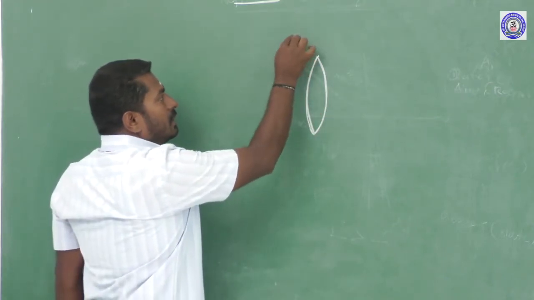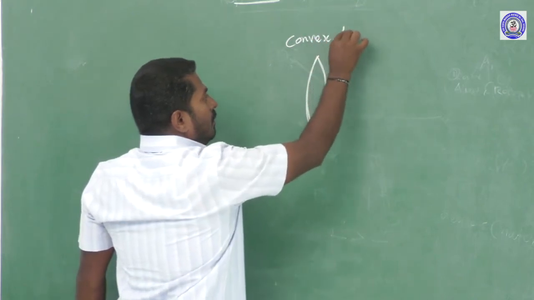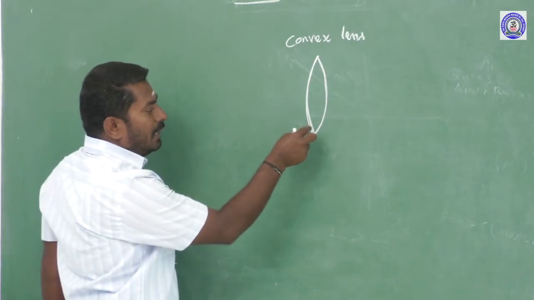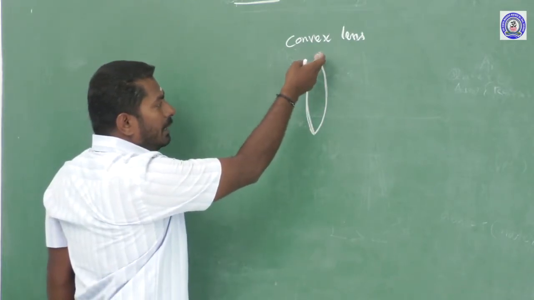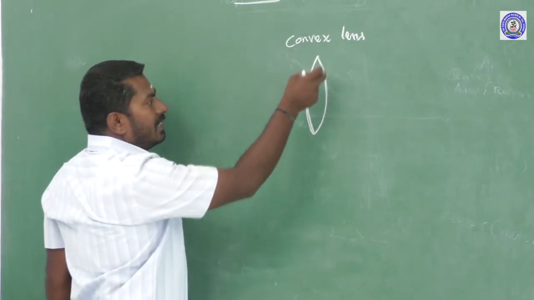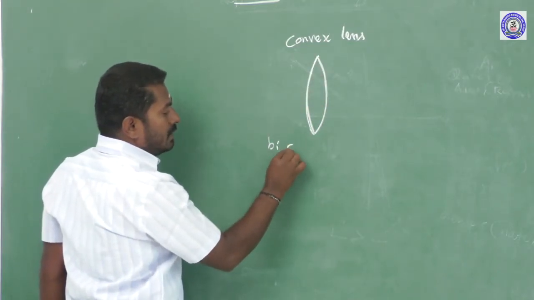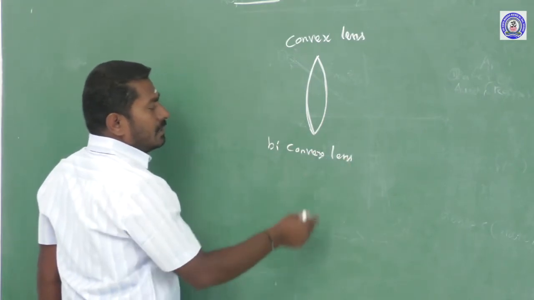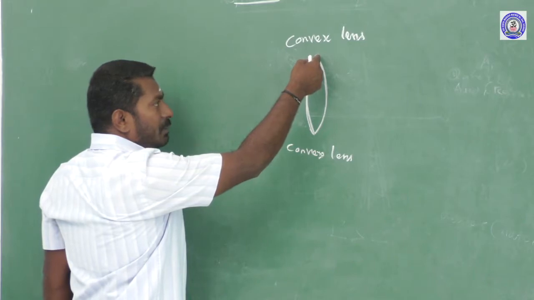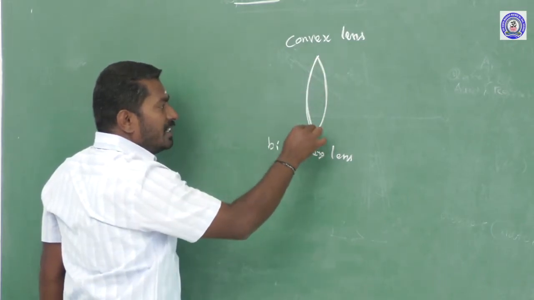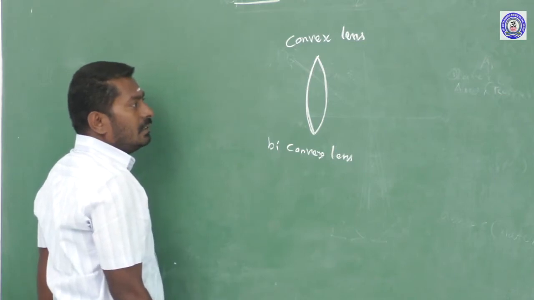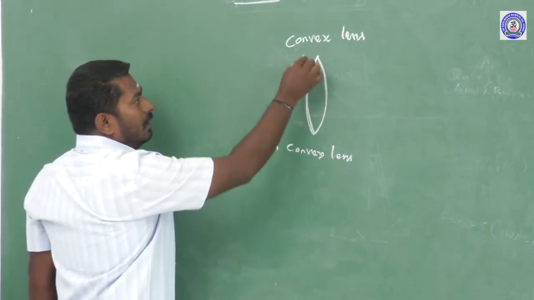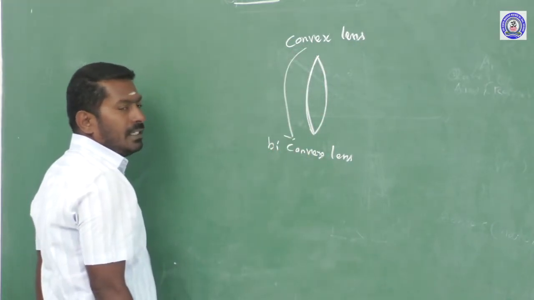Especially this is a convex lens. This convex lens is made up of a transparent material which is bounded by two spherical surfaces. This convex lens is also called a biconvex lens because the transparent material is bounded by two spherical refracting surfaces. That's why a convex lens is also called a biconvex lens.